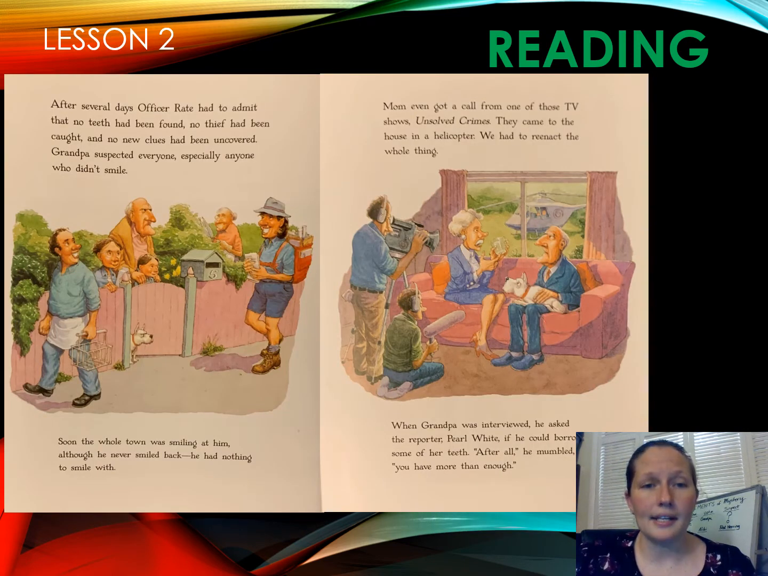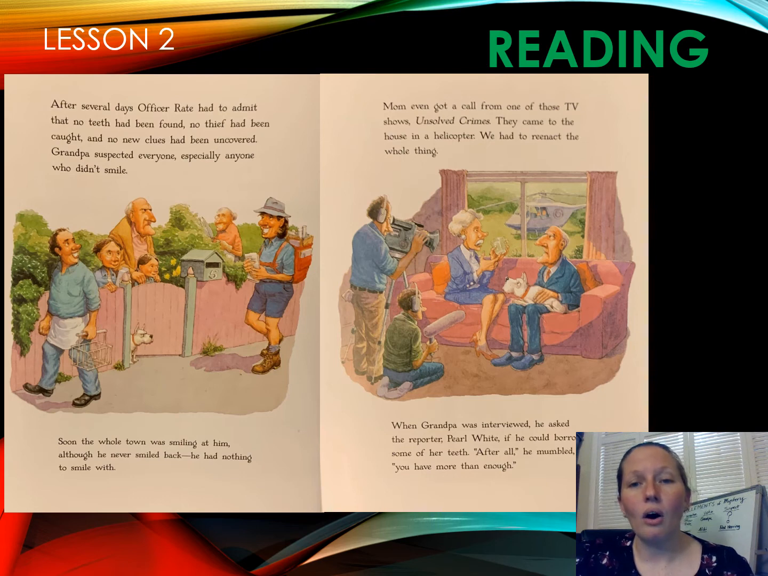After several days, Officer Rate had to admit that no teeth had been found, no thief had been caught, and no clues had been uncovered. Grandpa suspected everyone, especially anyone who didn't smile. Soon the whole town was smiling at him, although he never smiled back. He had nothing to smile with.